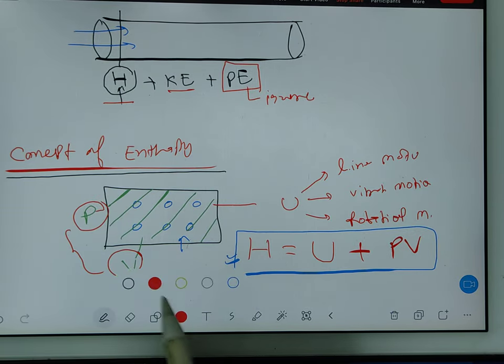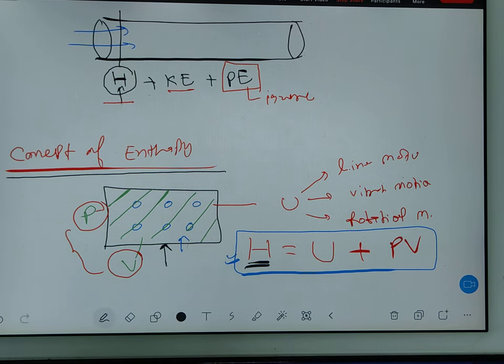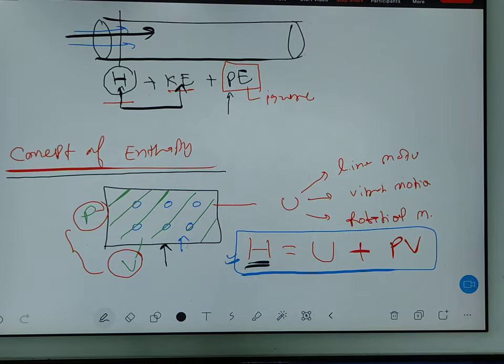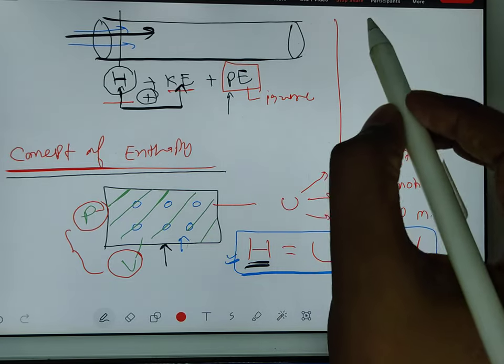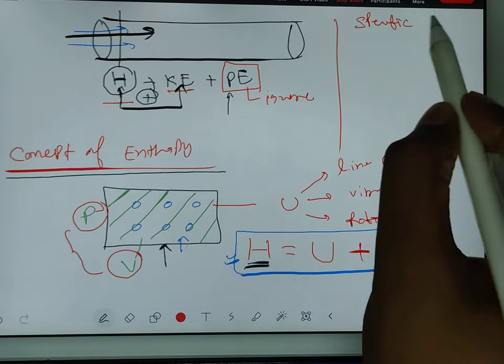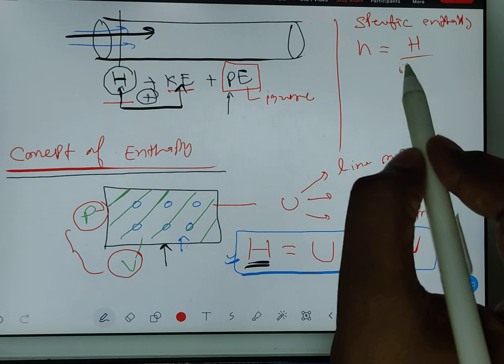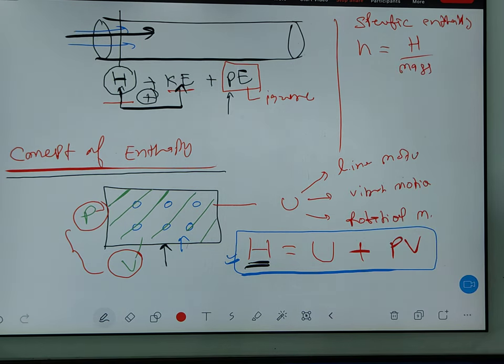So in the case of a closed system, enthalpy only will be the total energy. But in the case of a flow system like this, enthalpy with kinetic energy, ignoring potential energy, these two together will be your total energy at the section. Now, if you want to bother about specific enthalpy, you simply divide your total enthalpy by mass. So I am writing here: specific enthalpy, small h, is equal to total enthalpy by mass. Copy down this. Now we will solve one small problem.